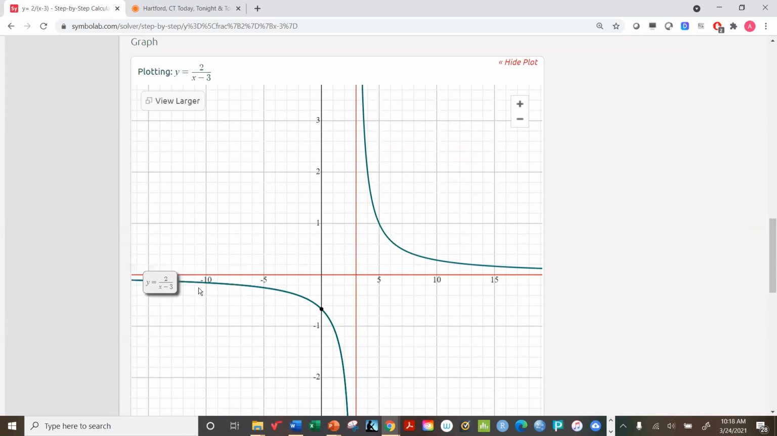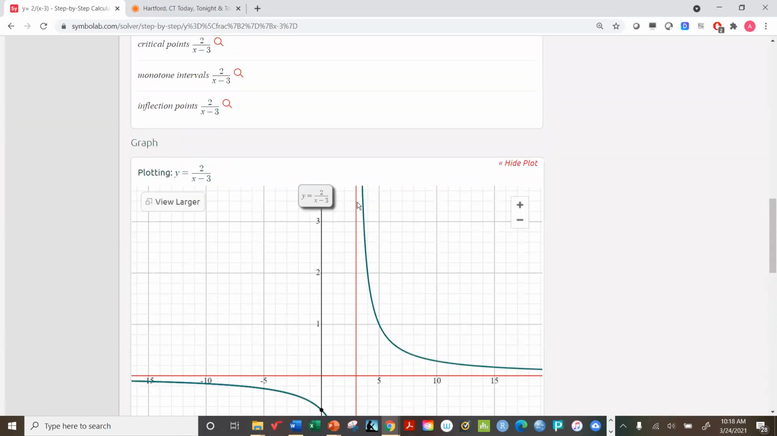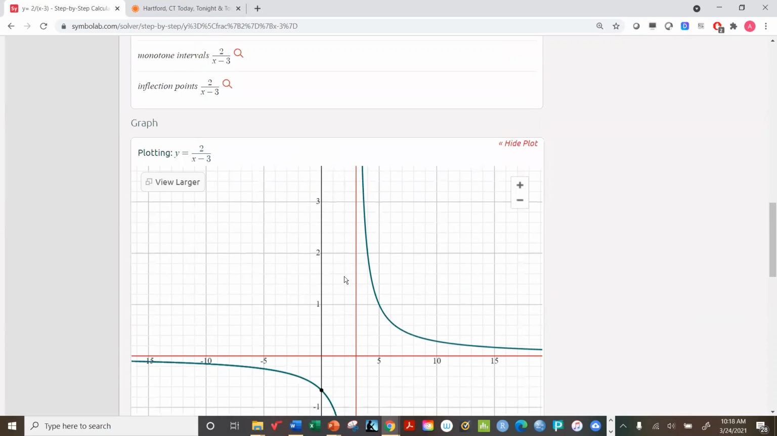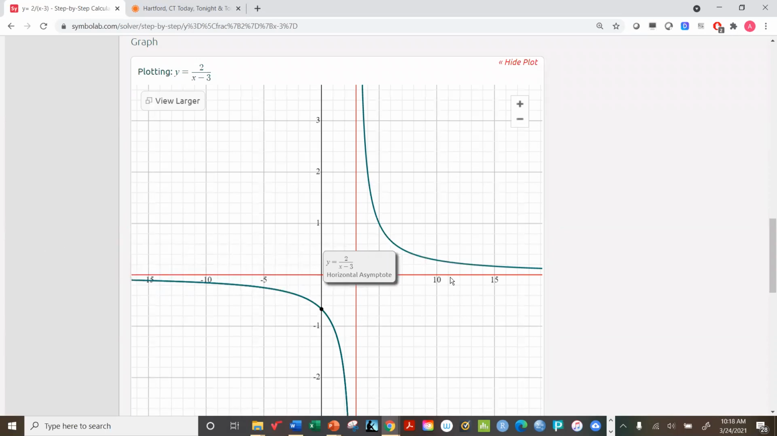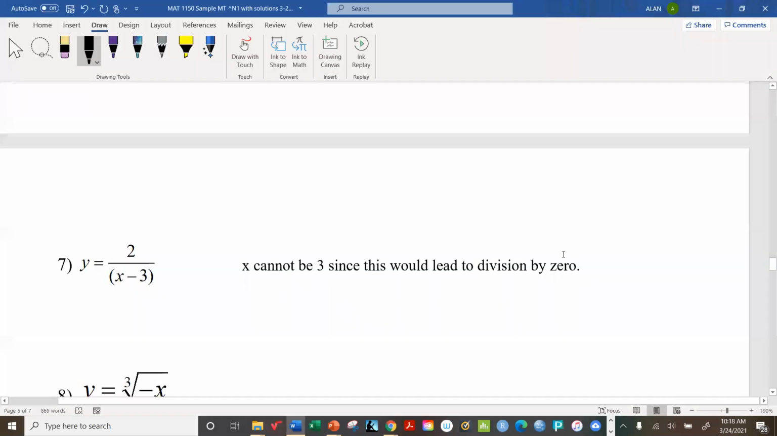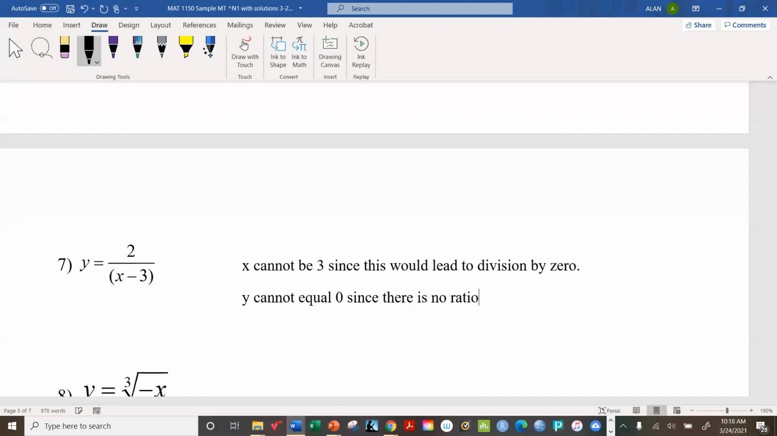Okay, so anything else goes, because x equals 3 is a vertical asymptote. The function converges to but never quite reaches it. But also the horizontal axis is another asymptote. So there is no possibility that x equals 3, and there's no possibility that y equals 0. So y cannot equal 0 since there is no ratio of positive or negative numbers that gives a value of 0.